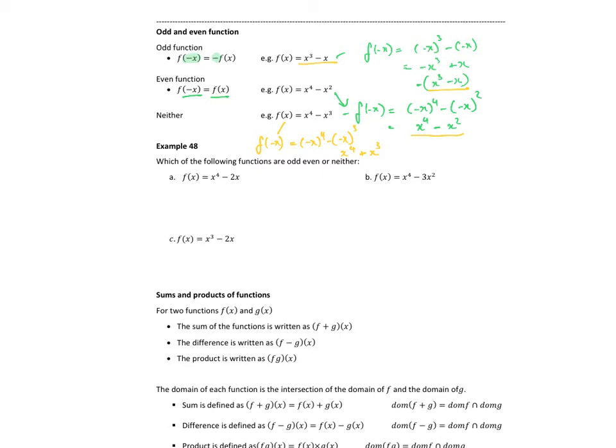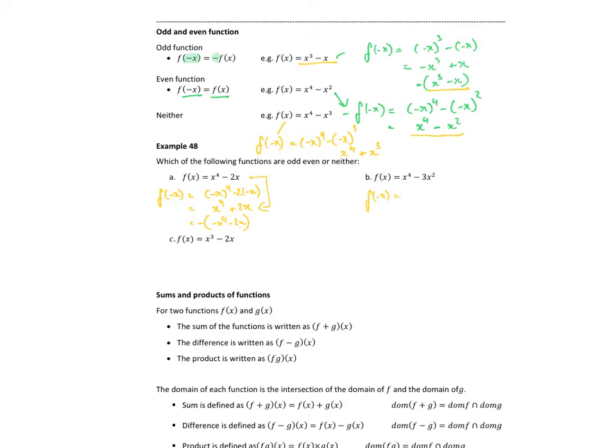So if we want to have a quick look in here and just check these ones. Let's go with f of minus x is equal to negative x to the 4 minus 2 times negative x, which is positive x to the 4 plus 2x. So it's clearly not the same as that one. And if I take a negative sign out the front, I end up with negative x to the 4 minus 2x, which is still not the same. So it's neither. Let's come into B.